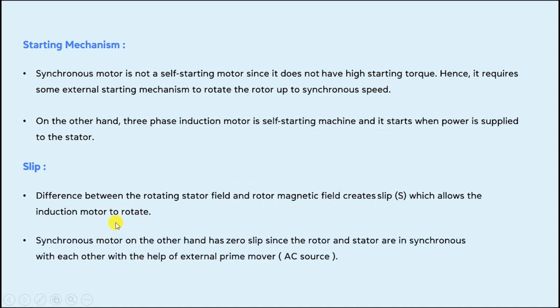Whereas a synchronous motor has zero slip since the rotor and stator are in synchronism with each other with the help of an external prime mover. As we know, in the case of a synchronous motor, the rotor and the stator get magnetically locked with each other, and there is no difference between them. So we can say that they have zero slip. Whereas in the case of an induction motor, it is necessary to have slip, or we can say that there must be some difference between the rotating stator field and the rotor conductors.